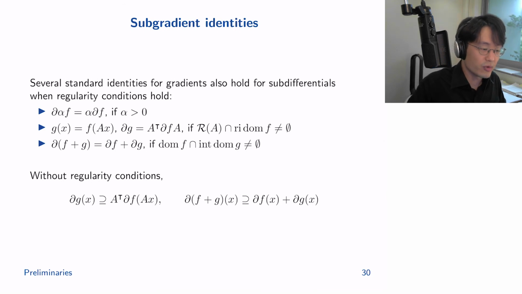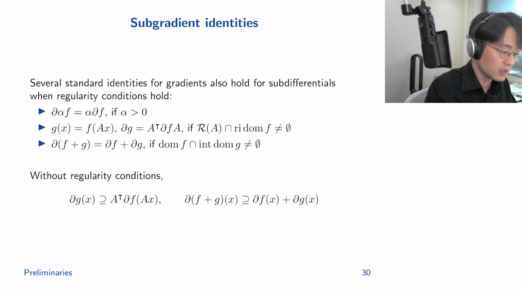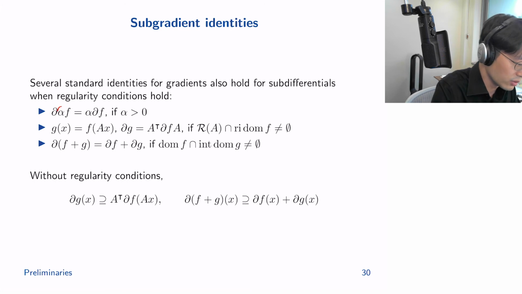So the idea is that subgradients generalize gradients in the case of non-differentiable CCP functions. Several standard identities for gradients also hold for subdifferentials when certain regularity conditions hold. So here, del of alpha f is alpha del f. If I were to put in some parentheses, perhaps this would be more appropriate. Alpha times f is of course a function, and we can consider the subgradient of that function. Here the alpha multiplies a function, so this is a scalar function multiplication, and then we take the subgradient of that. Well, here we take the subgradient operator and then multiply by alpha.